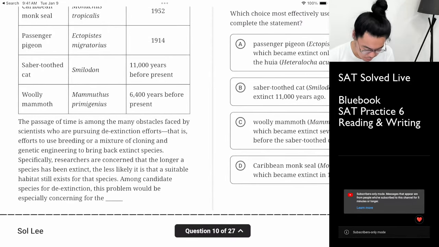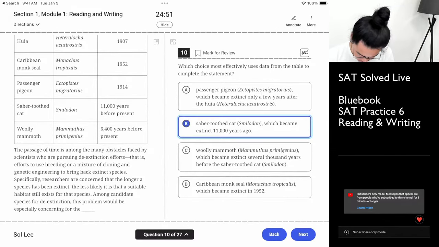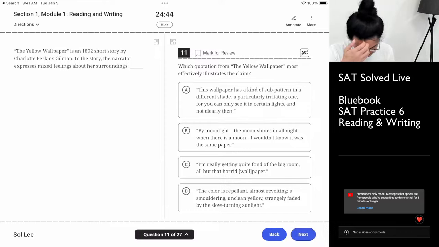The last two ones are very much Jurassic Parky. The longer extinct, the less likely it's suitable, that a habitat is suitable, especially concerning for saber-toothed tigers and woolly mammoths. Yep. I had to just double check C because the woolly mammoth was mentioned on that one, but there was a falsehood there.